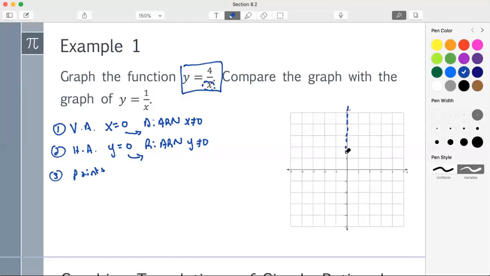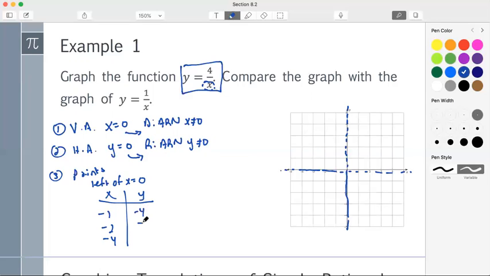So let's go ahead and graph the vertical asymptote and horizontal asymptote. And I'm just going to pick some points. So we're going to pick points to the left of x equals 0. Here's x and here's y. All right, so let's pick -1, -2, and -4. And when I plug it into my function, I'm going to get -4, -2, and -1. And again, I do x and y.